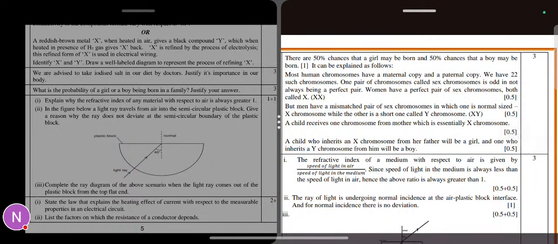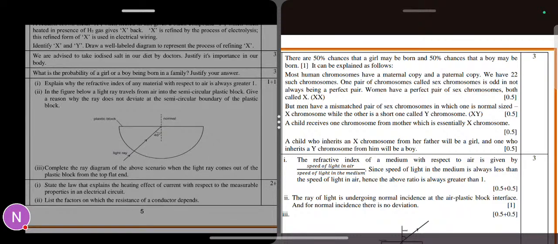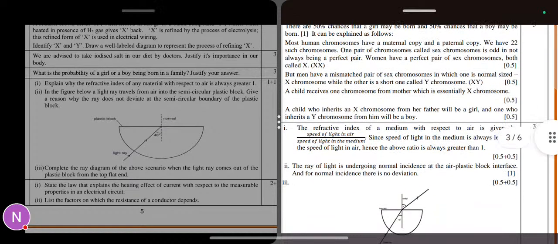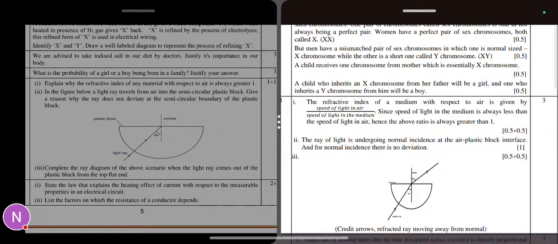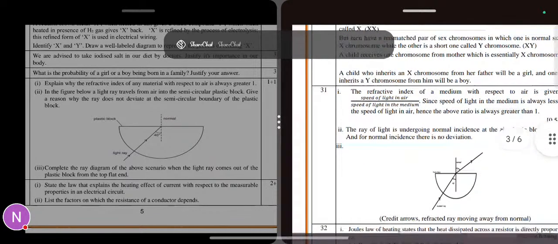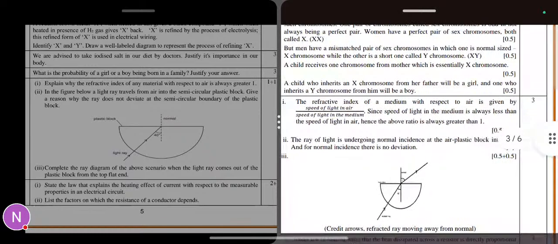And the second question they have asked, in the figure below, a light ray travels from air into a semicircular plastic block. Give a reason why the ray does not deviate at the semicircular boundary of the plastic block. The ray of light is undergoing normal incidence at the air-plastic block interface, and for normal incidence there is no deviation. Also complete the ray diagram of the above scenario when the light comes out of the plastic block from the top flat end. So you have to draw the diagram.